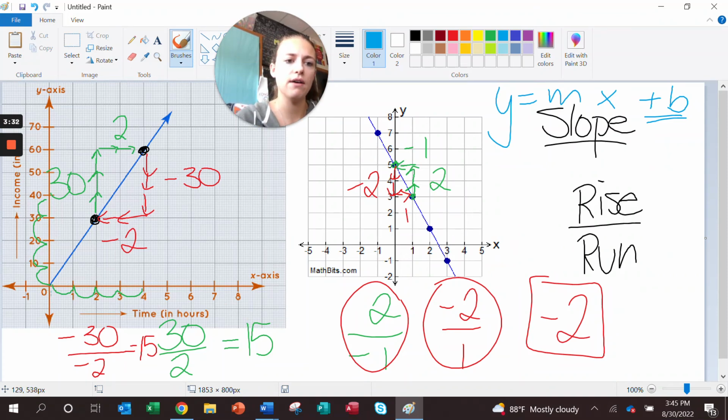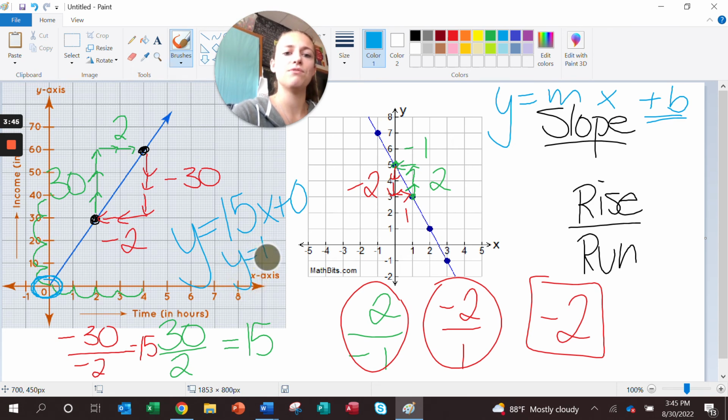Therefore, in this first graph, your y-intercept would be at 0, since it is passing through the origin, meaning your equation would be y equals 15x plus 0, or we can just write y equals 15x. We do not need that y-intercept since it is 0.